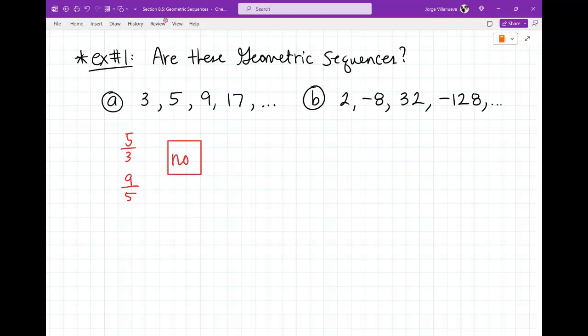I just started to divide. My next fraction would have been 17 divided by 9, okay? Notice none of those match. And even if 2 of them match, it doesn't matter. All of them have to match, okay? So now let's look at part B.